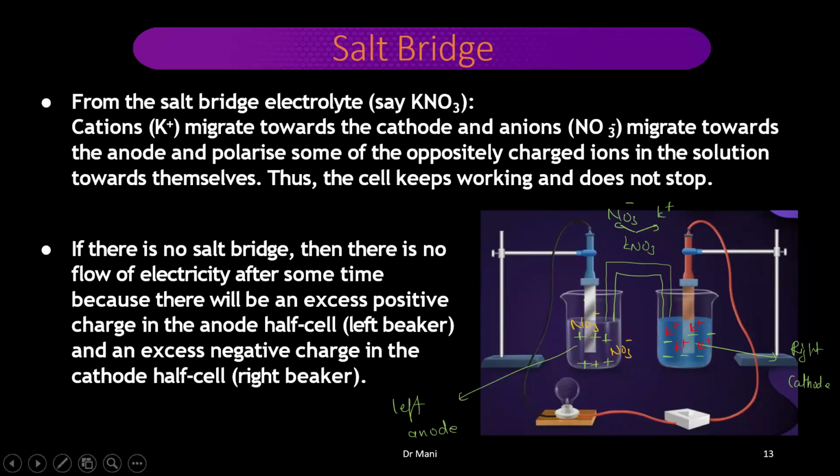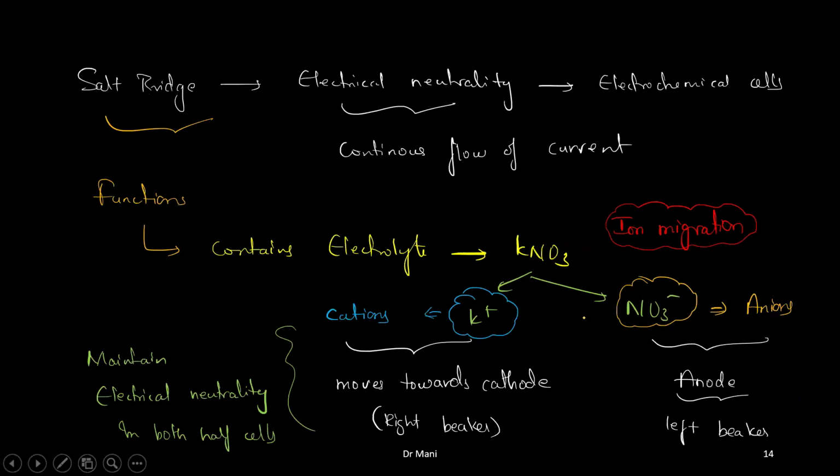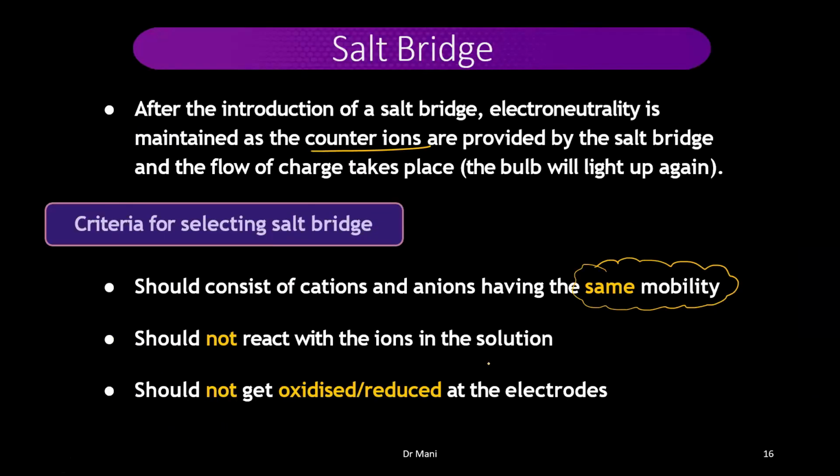I told you, at the electrode, all the chemical reactions will happen and produce the positive ions. How the negative ions are produced in this electrode, that should not happen here. They just need to balance the positive charge, but they should not be involved in the reaction. So it should not react with the ions in the solution, and should not get oxidized or reduced at the electrodes. Is this clear? This point indicates this.